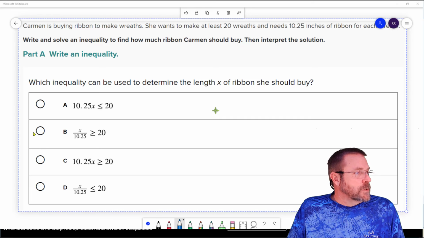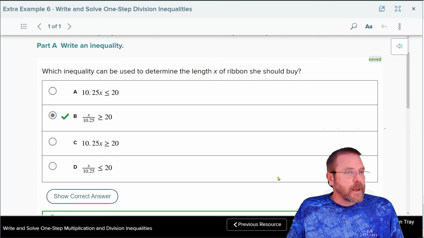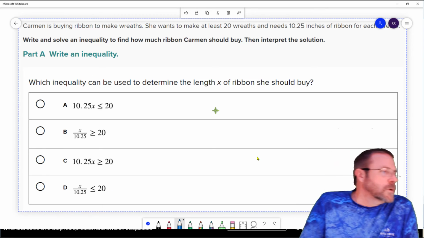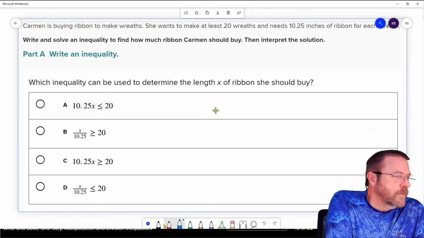So our solution is going to be B right here. So let's jump over and plug that in. Come on, let me find it, make it work. There we go. That's the right slide. Hit check. That checks. And now we're going to work that solution by isolating that variable. So we check B right here.